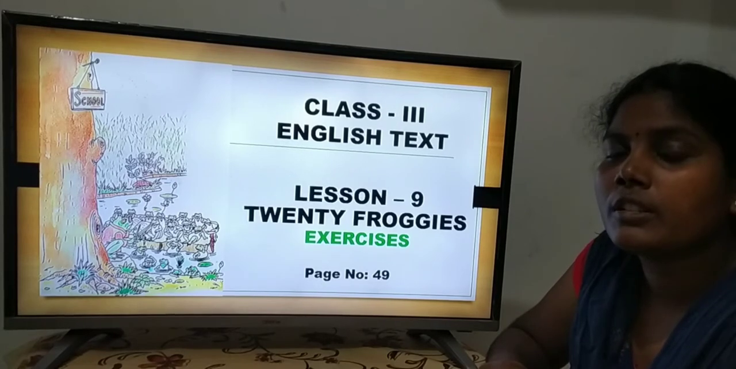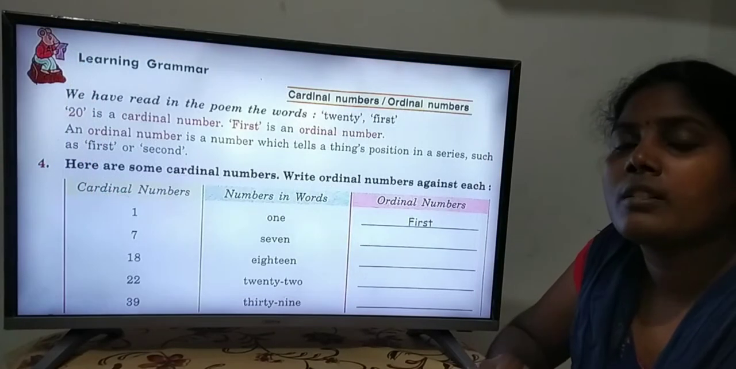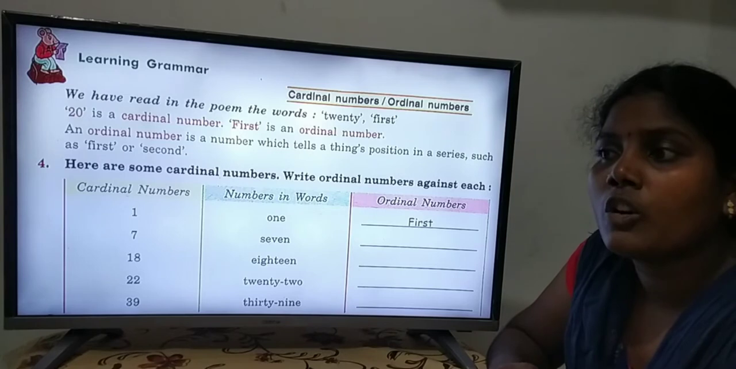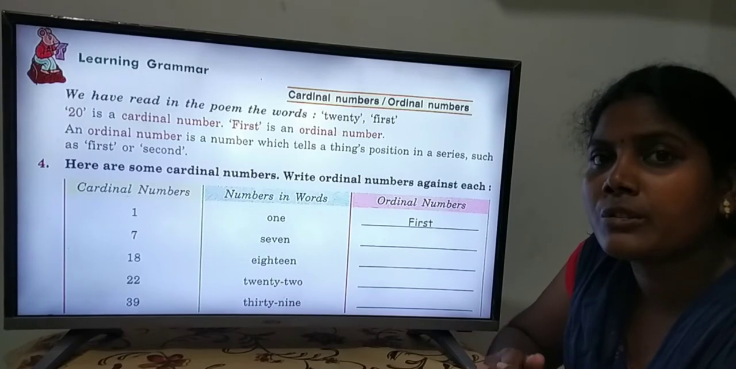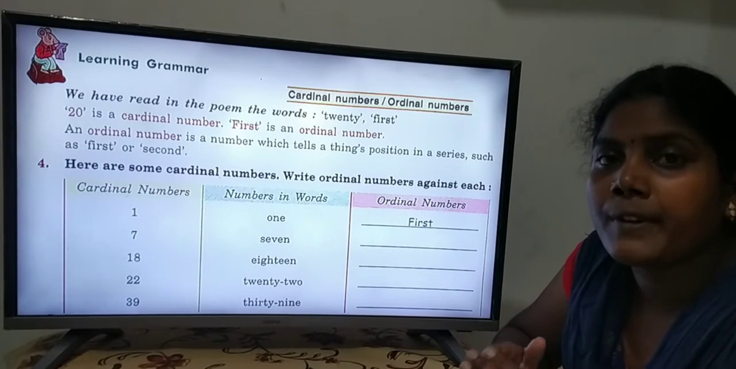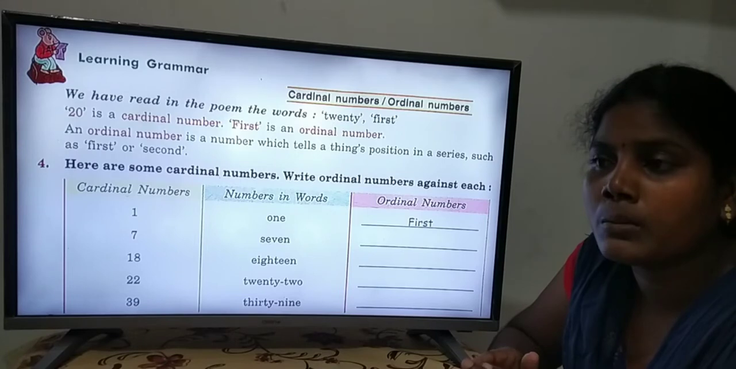Today we are going to learn lesson 9 exercise. In this lesson, we are going to learn cardinal numbers and ordinal numbers. What are cardinal numbers and ordinal numbers? Cardinal numbers are how we count the numbers 1, 2, 3, 4, 5. That is the cardinal numbers. Ordinal numbers, we speak about the position, like first, second, third, fourth, fifth. This is the ordinal numbers.